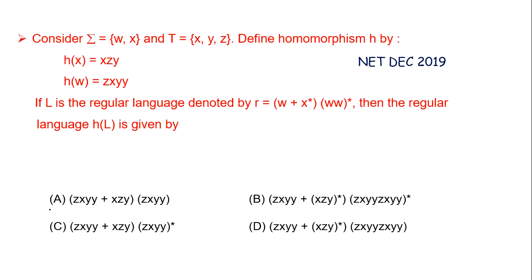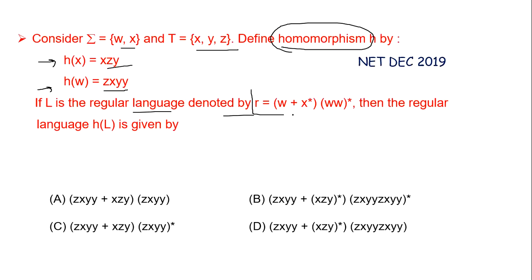Our next question is, consider alphabets W and X and T equals XYZ. Define homomorphism H by. Now we are given two functions for the homomorphism. First is h of x equals xzy. Second is h of w equals zxyy. If L is the regular language denoted by R equals (W plus X star) WW star, then the regular language h of L is given by.